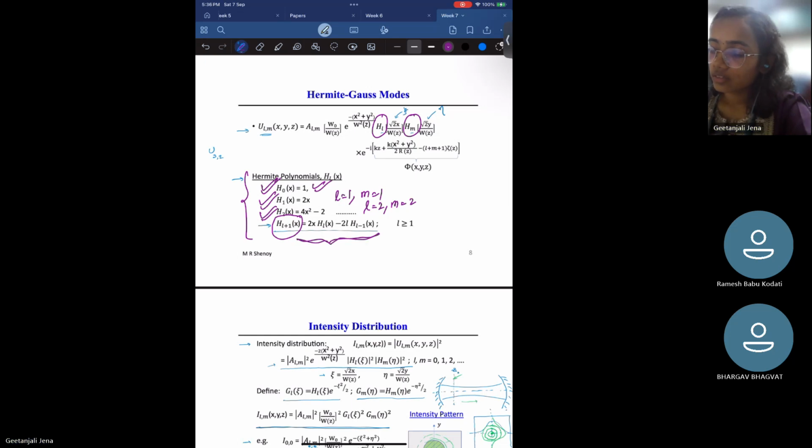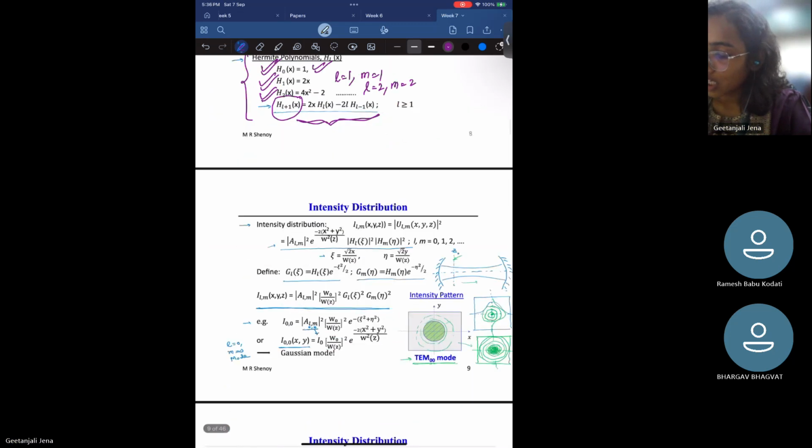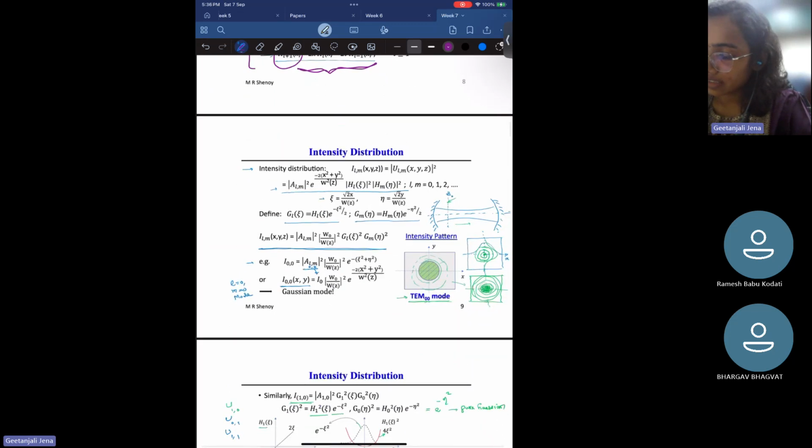Okay. So these you don't have to remember. At least I think H0 and H1 you need to know. And otherwise, if any higher order Hermite polynomial is needed, it will be mentioned in the question. Now let us see what the intensity distribution is.